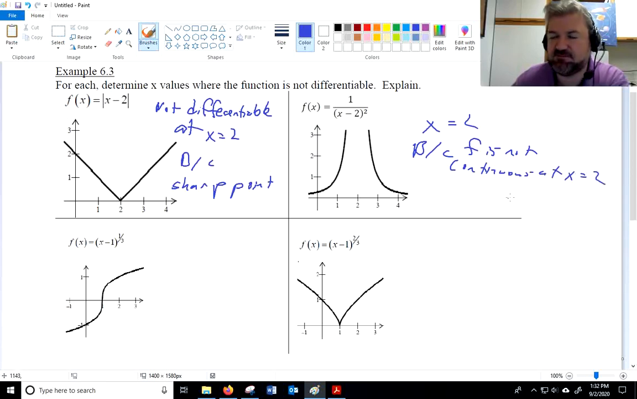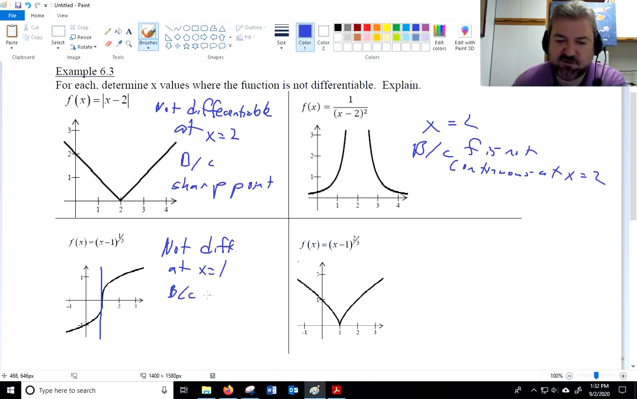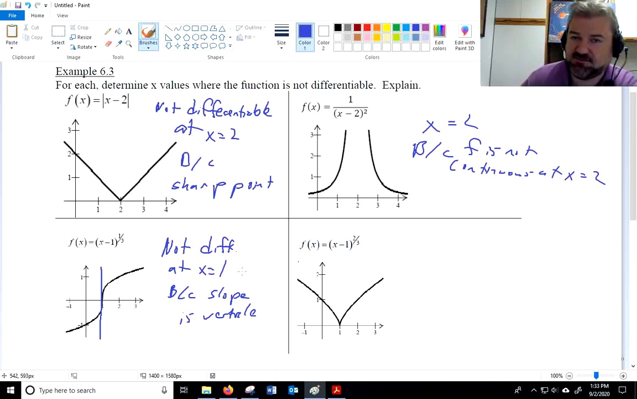But that's basically the thing, wherever you're not differentiable is because you're either not smooth or you're not continuous. Or, in this case here, there is a third. This is not differentiable at x equals 1 because the slope of the tangent line is vertical. So if you calculated the derivative here and then tried to calculate it at 1, you're going to get a divide by 0 error, which is in itself very interesting, and we'll oftentimes use that to help us understand the graph.